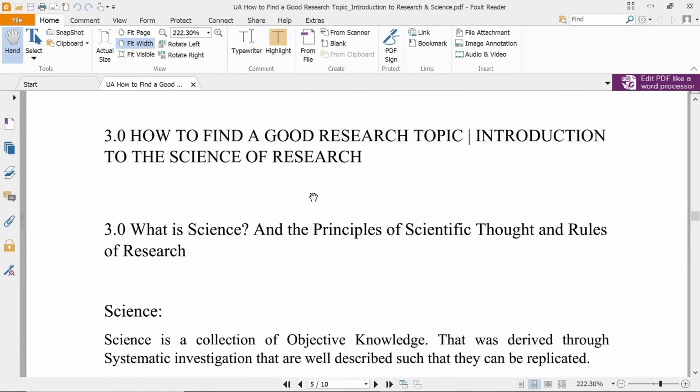So how to develop a good research topic. Introduction to research and the science of research. What is science? What are the principles of scientific thought and the rules of research?